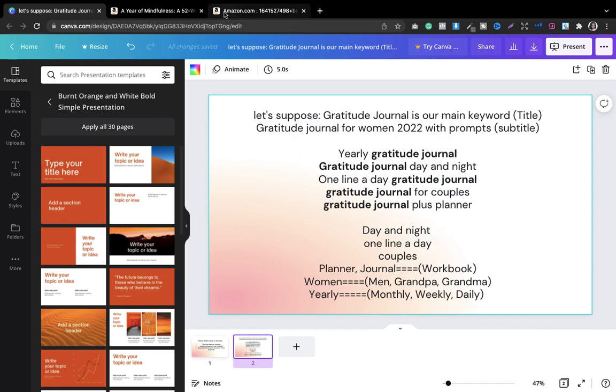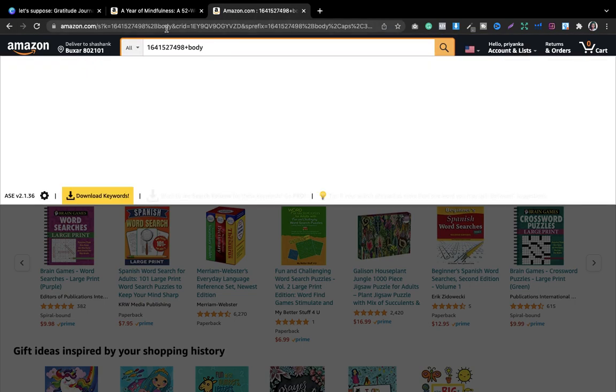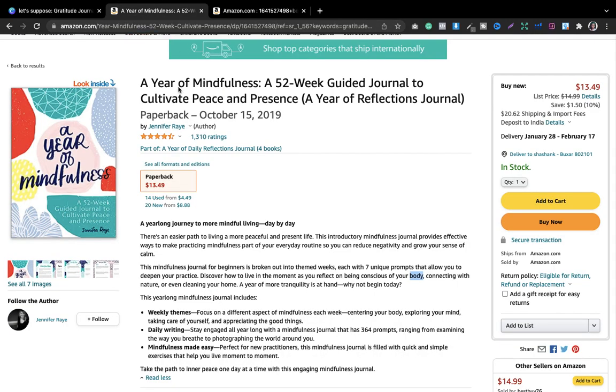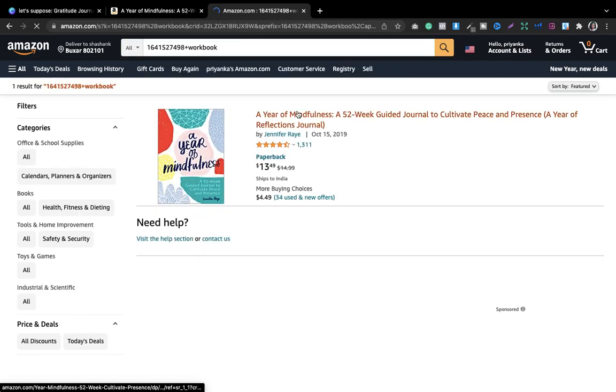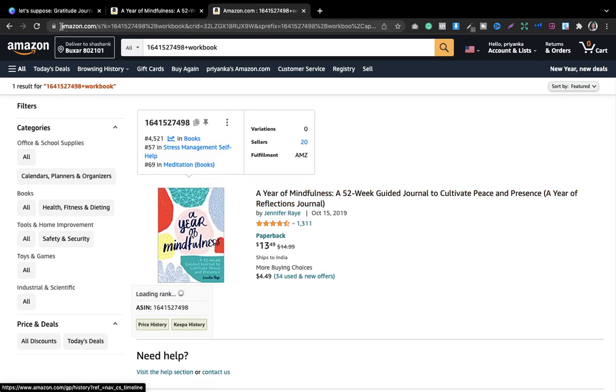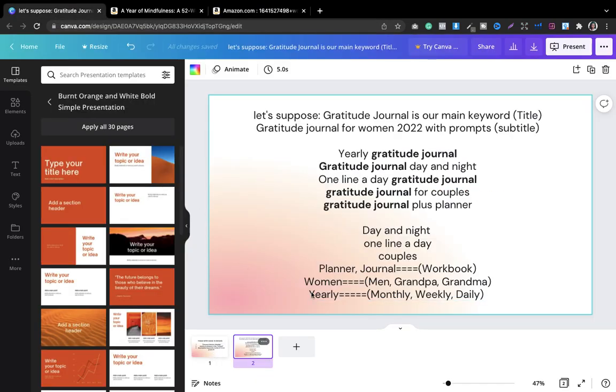Now you can also check if they are using relevant keywords along with the main keywords. For example, they have used guided journal. I would love to see if they have used workbook. See, they have used workbook. And now you get to understand why I was saying in this part that you can use workbook in place of journal, because it is relevant to it. A lot of people are not thinking the same way as journal. They can think of workbooks as well, right?